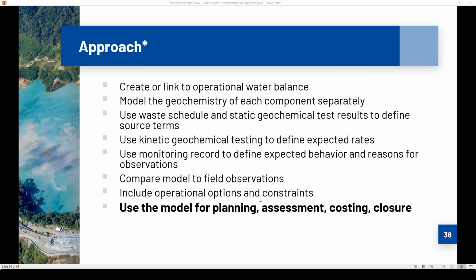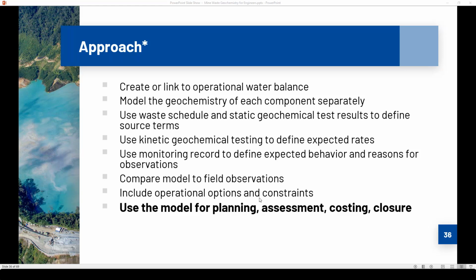The model simulates the geochemistry of each of the mining components separately. So that's the different waste rock dumps. We've got some reactive waste, some less reactive waste, a really big tailings storage facility, an open pit which generates a whole heap of mine waste every day, and a very complex mine water management system.